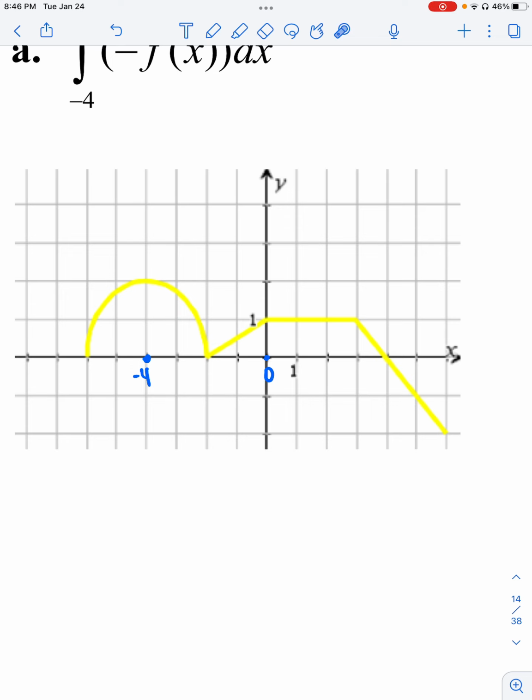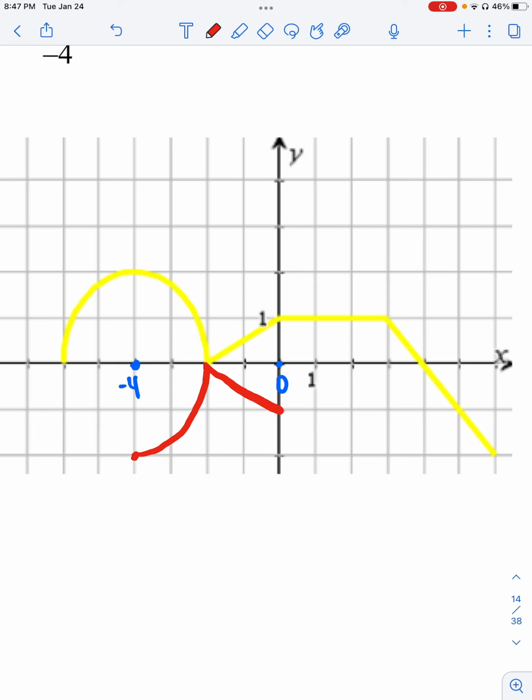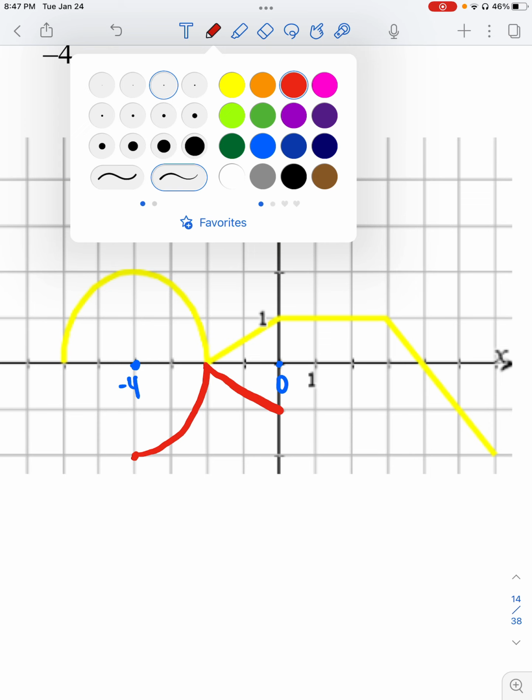So here's the graph of f of x. If you recall from pre-cal, the graph of negative f of x, we're just going to reflect over the x-axis. So I think I did that right, okay? So now our area, we're going to draw from our endpoints down to the function. That's confusing. Let me use another color and make it dashed.